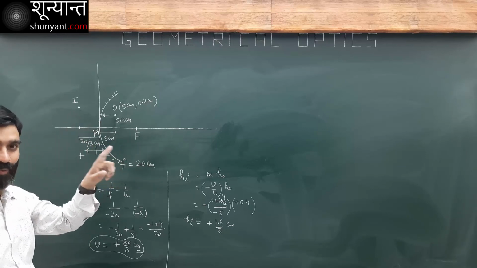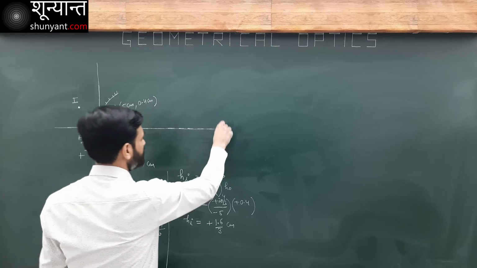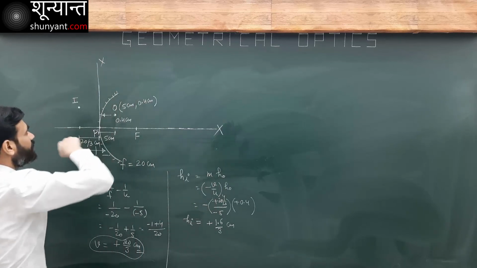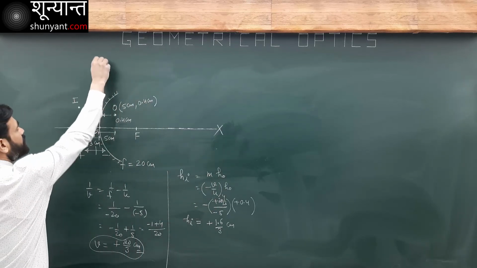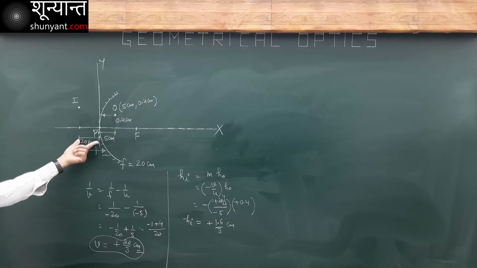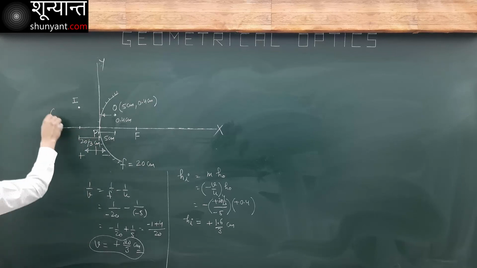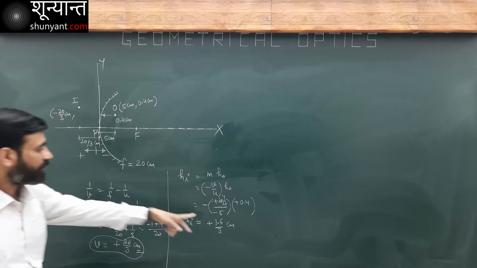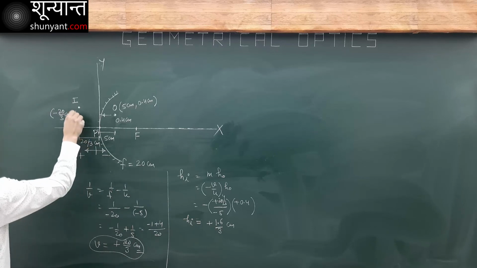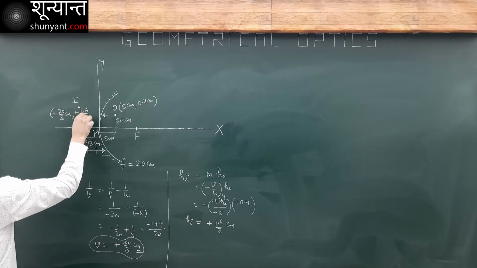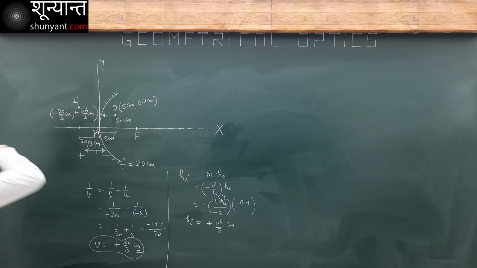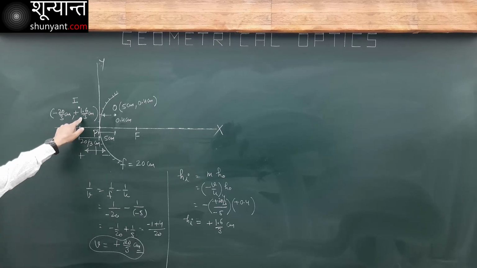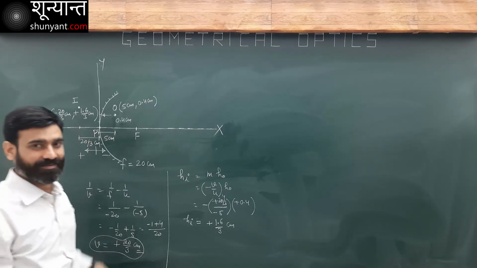So we located it. What about its coordinates? Now bring back the axes, x and y. This is 20 by 3, so the x coordinate is going to be minus 20 by 3 centimeter. The y coordinate is going to be plus 1.6 over 3 centimeter. This will be the position of the image, the coordinates of the image.